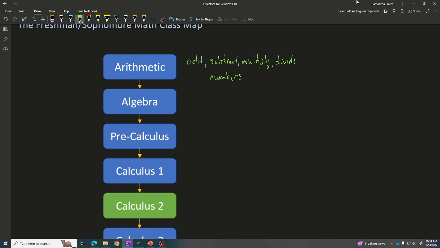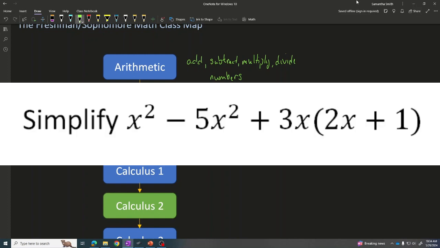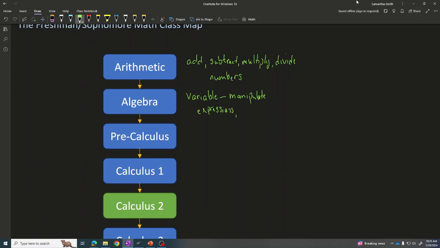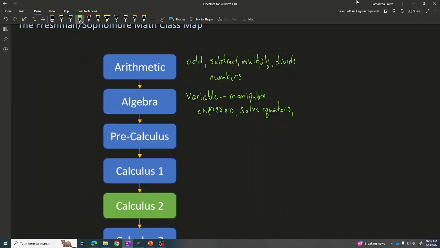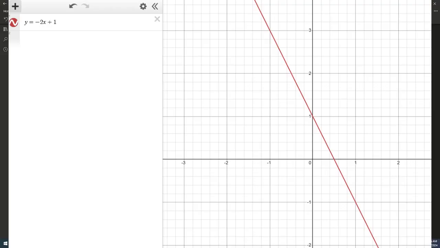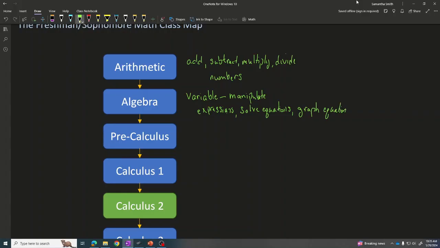Now, when you get into algebra, you get introduced to the concept of a variable, representing a number that can change or a number that is unknown. And this is where you learn how to do things like manipulate expressions. This is where you learn how to do things like solve basic equations. And this is where you learn how to do things like graphing, how to create graphs, how to read graphs, how to interpret them, make conclusions from them.